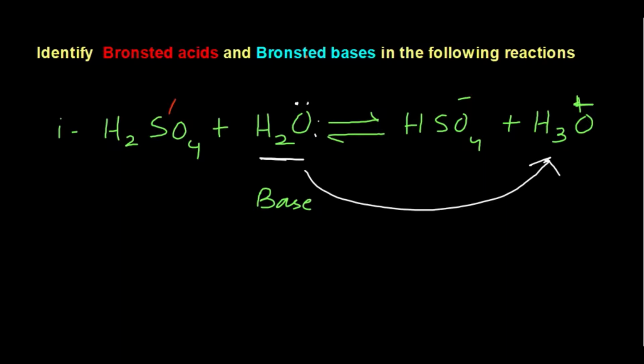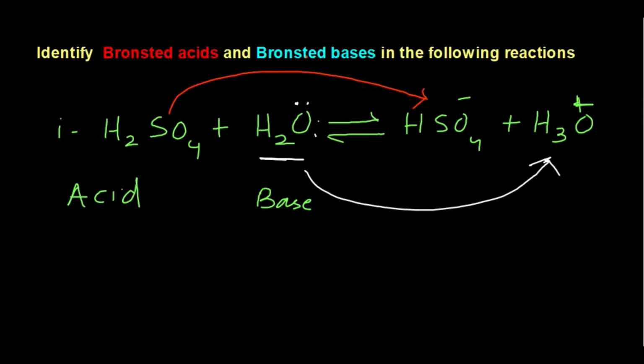Clear? Now H2SO4 is a proton donor, since after donating a proton, H2SO4 changes to HSO4 minus. H2SO4 changes to HSO4 minus, that is hydrogen sulfate ion or bisulfate ion. Here we have one hydrogen atom less because H2SO4 has donated one of its hydrogen atoms to water. Since it is a proton donor, that's why it is a Bronsted acid. So H2SO4 is a Bronsted acid.